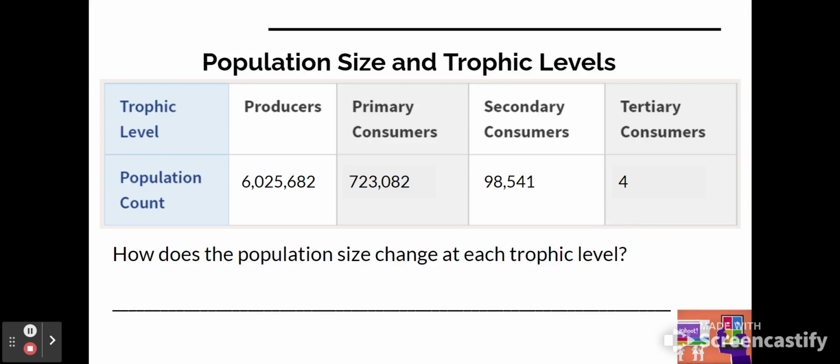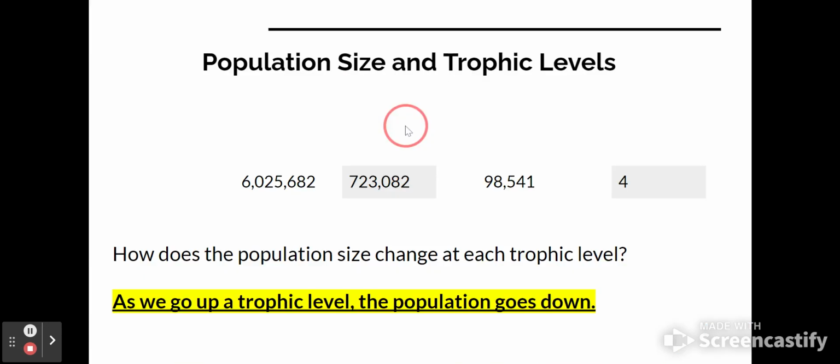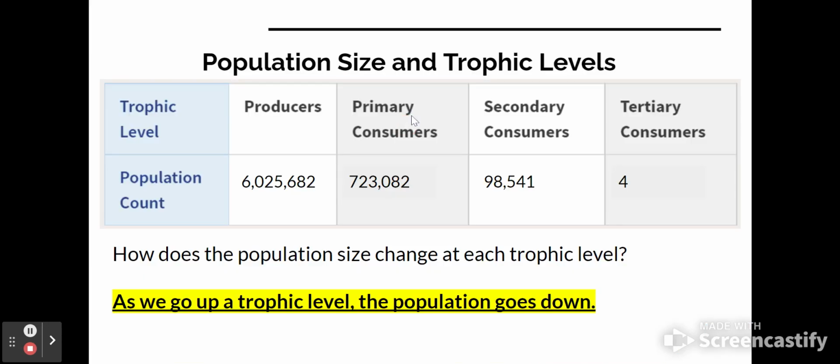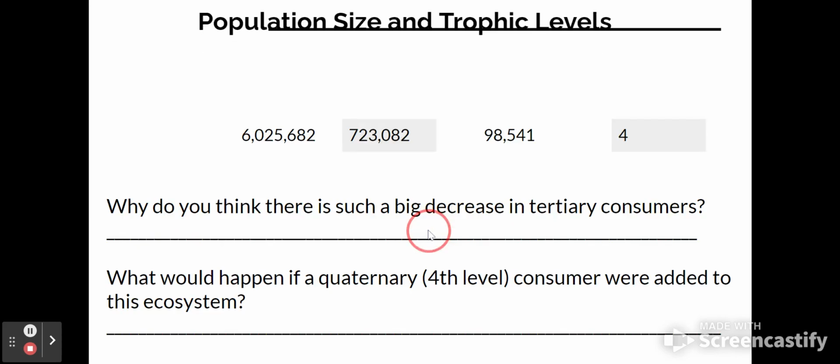So looking at this population, how does the population size change at each level? What do we see happening as we go from producers to tertiary consumers? If you look at it, we can see that as the trophic level goes up, the population goes down, because we go from 6 million producers to 4 tertiary consumers. It keeps decreasing as we move up a level.